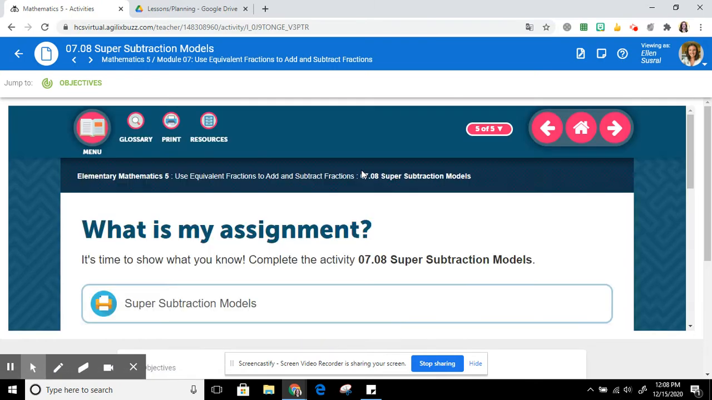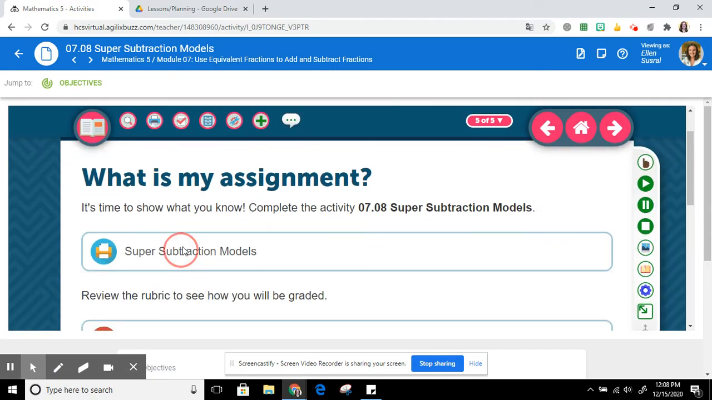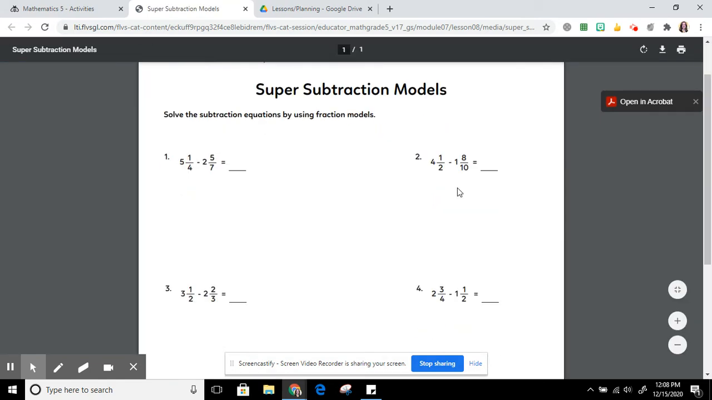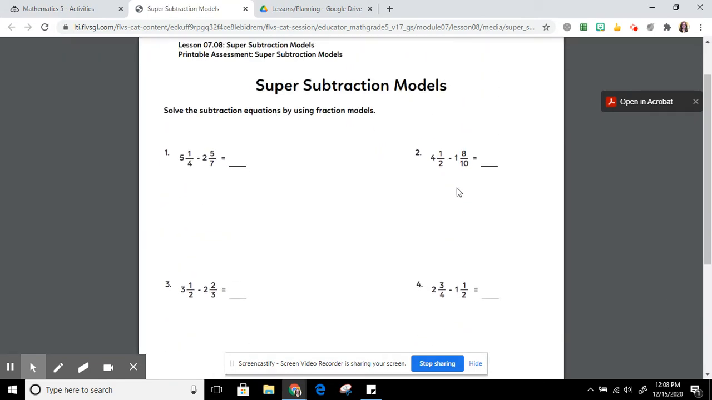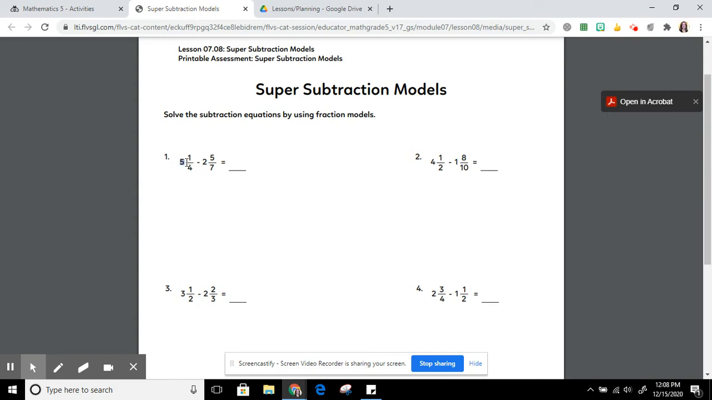Your worksheet is on page 5 under What Is My Assignment? It's a 5-question worksheet where you are subtracting mixed numbers. Now remember, a mixed number has a whole number and a fraction together. So we're going to be subtracting mixed numbers from mixed numbers using, and look at the directions, solve the subtraction equations by using fraction models. Okay, so we're going to be using fraction models to help us do this subtraction.